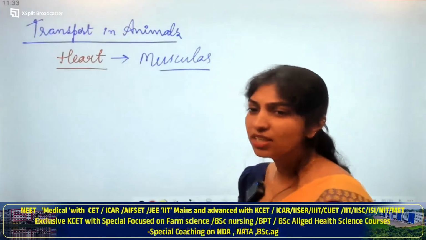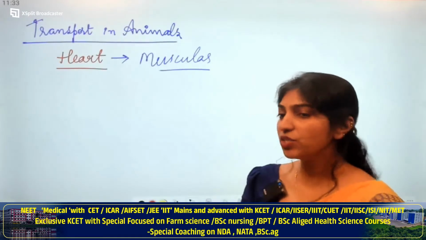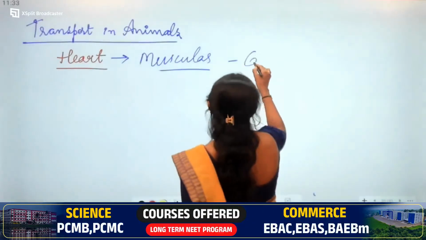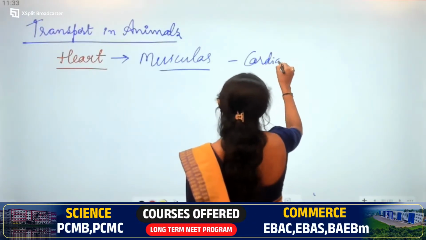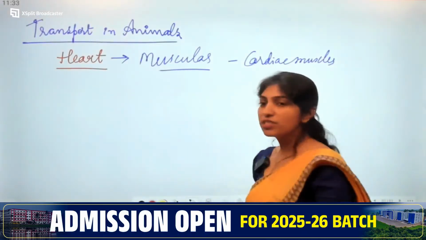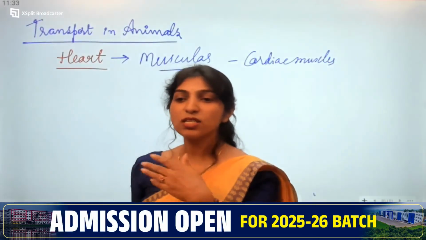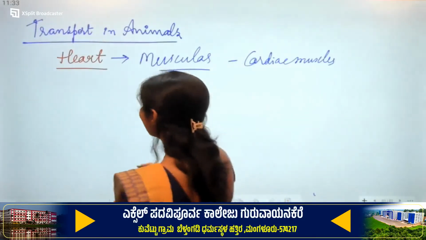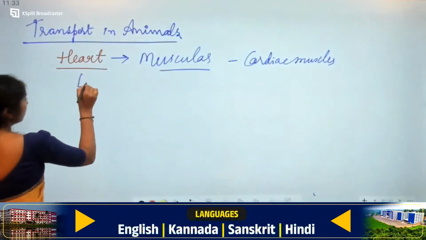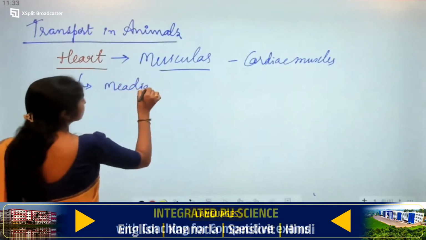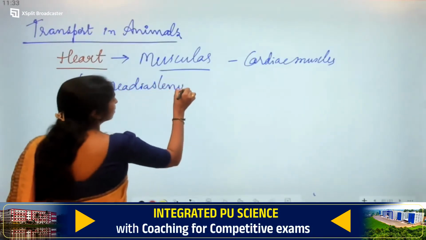Which muscle is it? The major muscles. Yes, cardiac muscles, very good. Now, you know where the heart is located. It is located at the center of the thoracic cavity, which is called the mediastinum. The location is called the mediastinum, that is at the center.